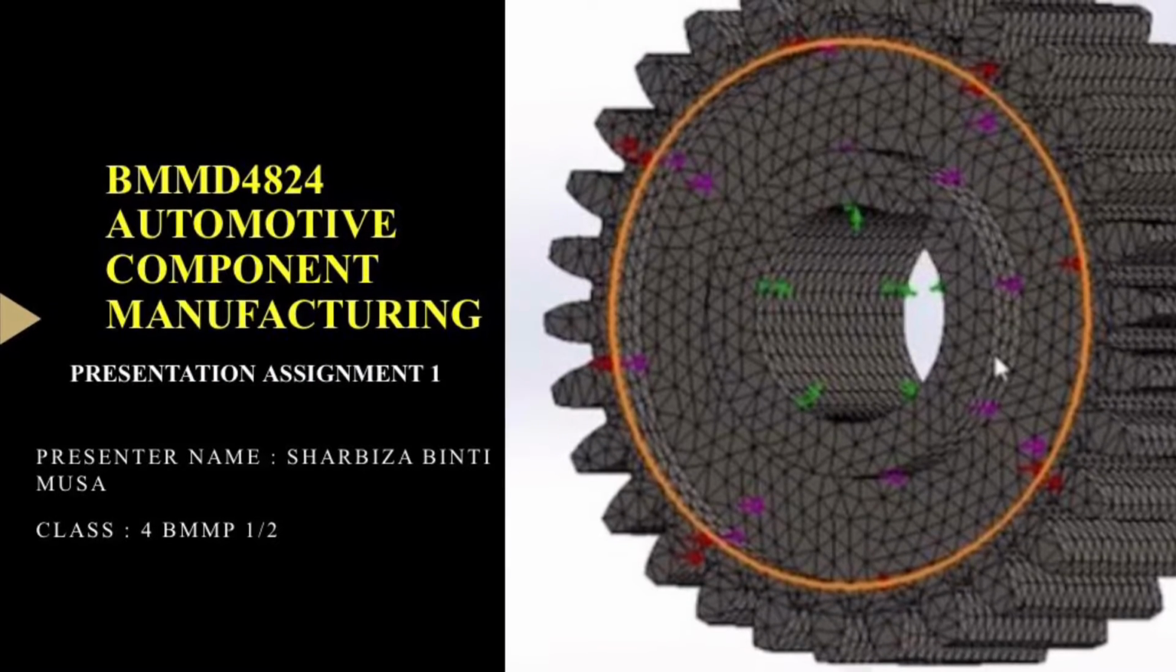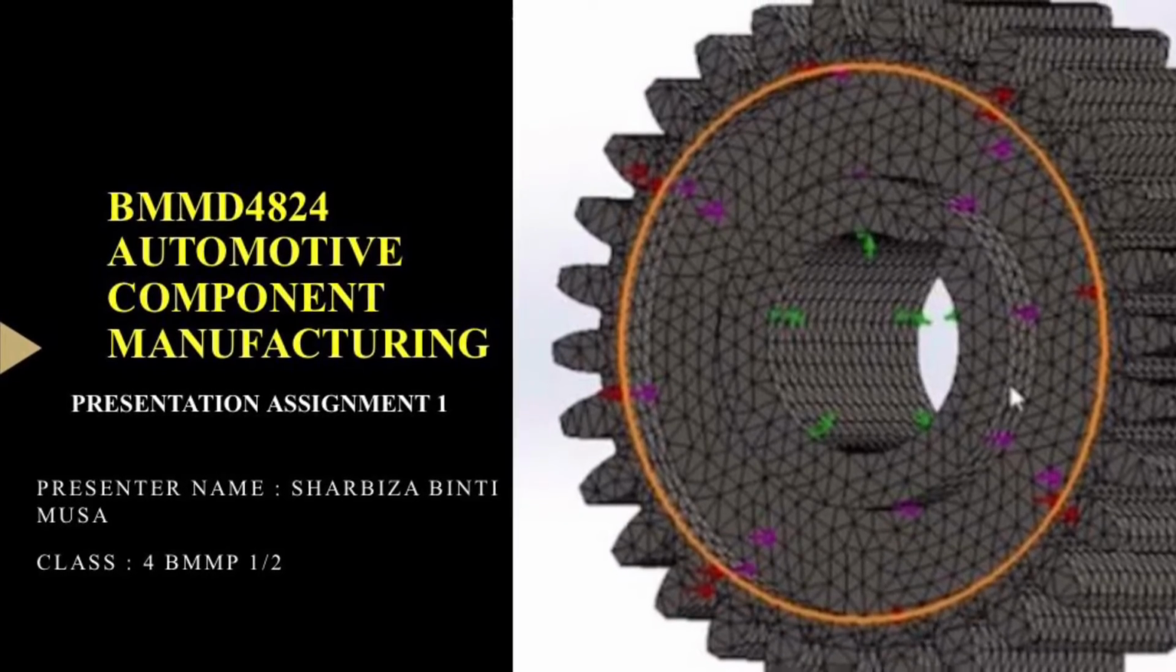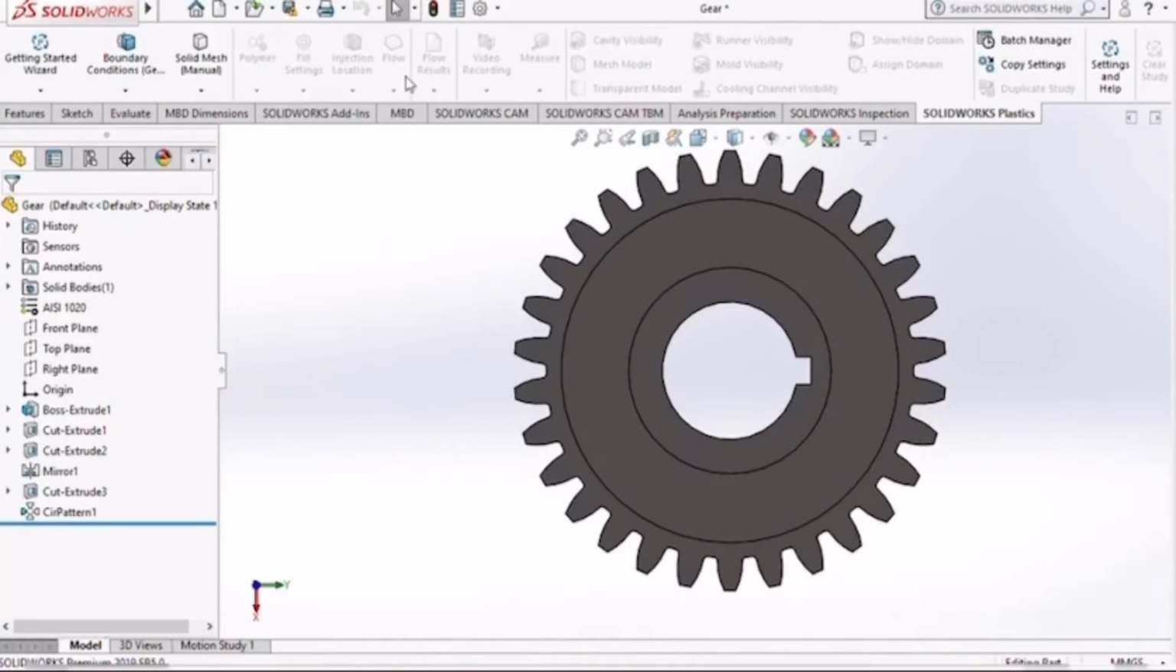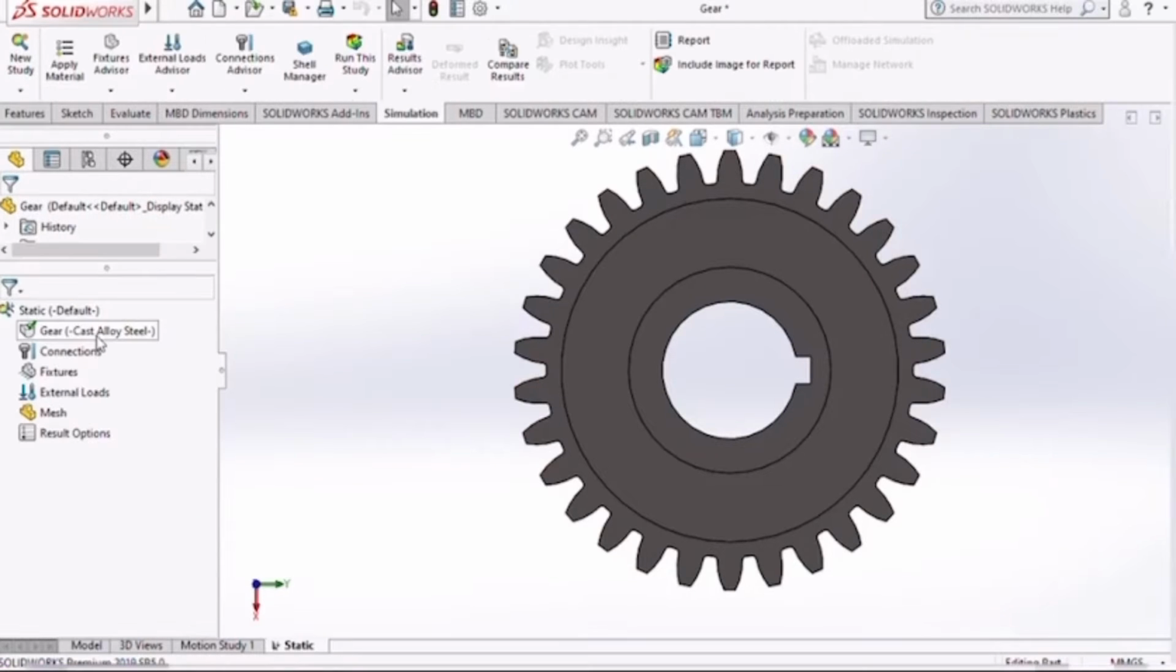Component Manufacturing. For this assignment, I have chosen an automotive component, which is a spur gear, to do an analysis. The analysis that has been conducted is based on static analysis, which is to check the displacement, stress and strain on the product. So this is how I do my analysis.